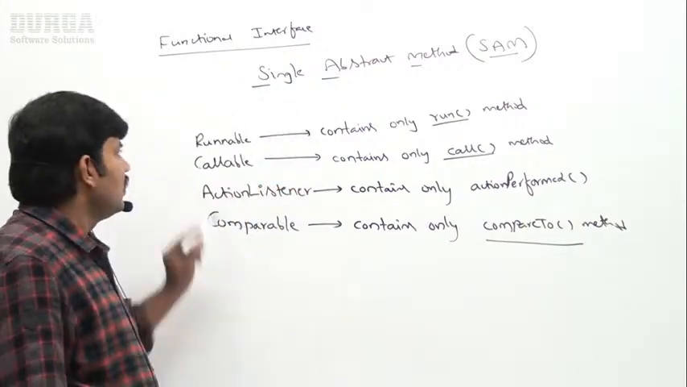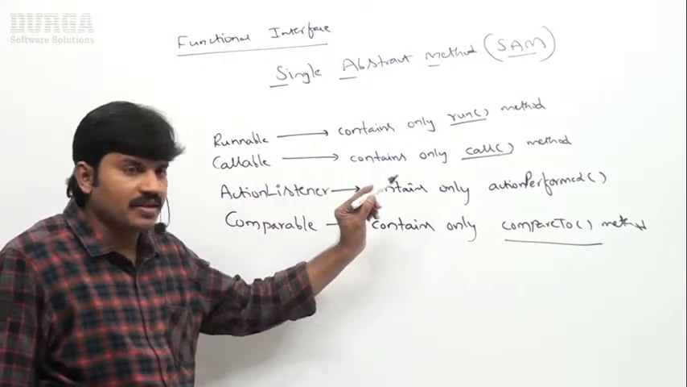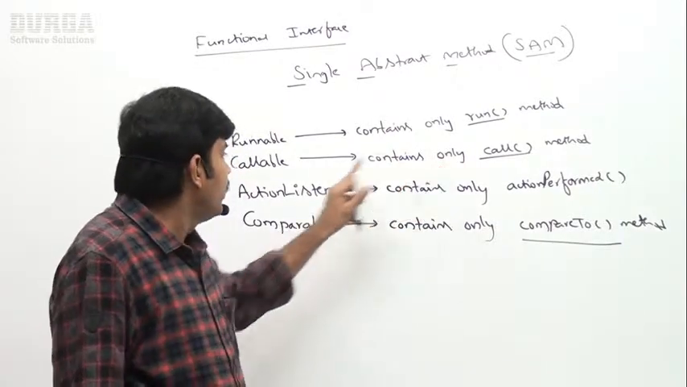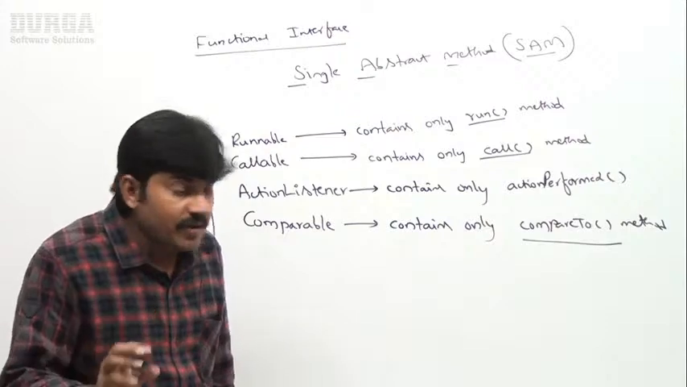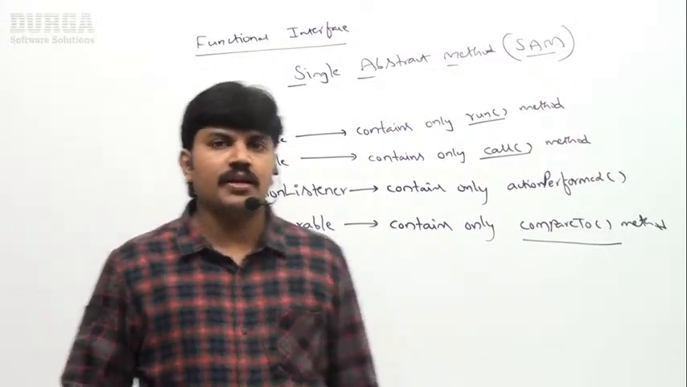Very simple, sir. Runnable. How many methods does it contain? Only one method. What is that method? The run method, right? Next, Callable. It contains only one method, call. ActionListener contains only one method, actionPerformed. Comparable contains only one method, compareTo. Everyone is able to understand, right?